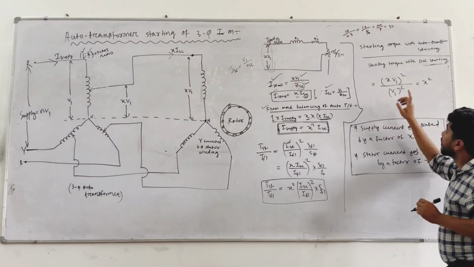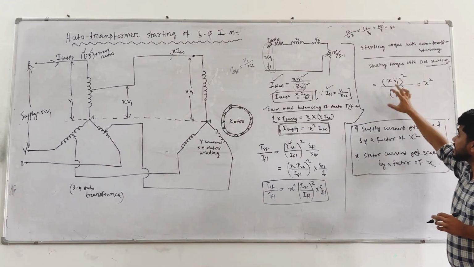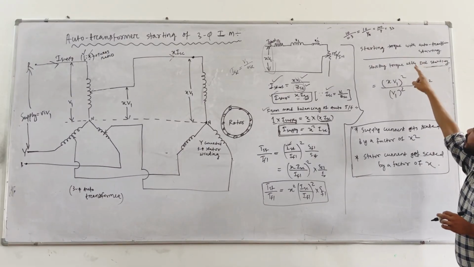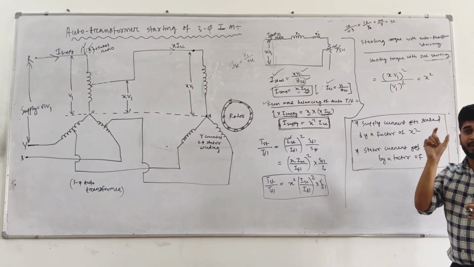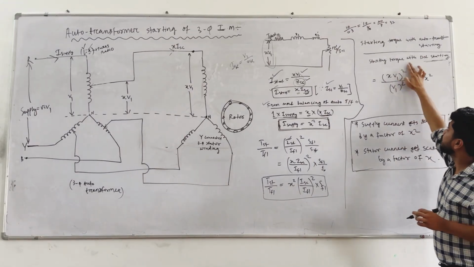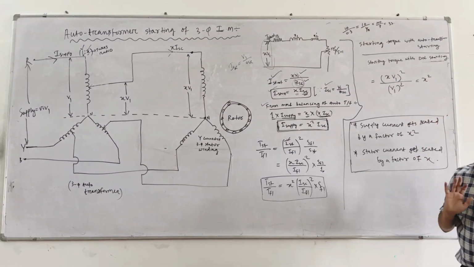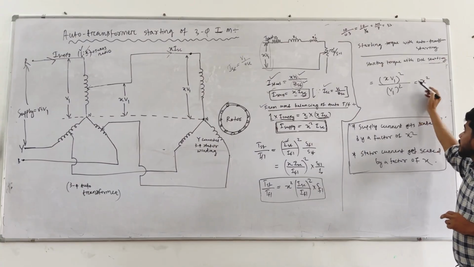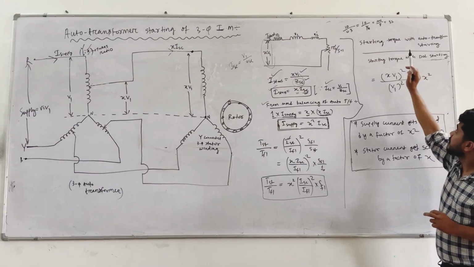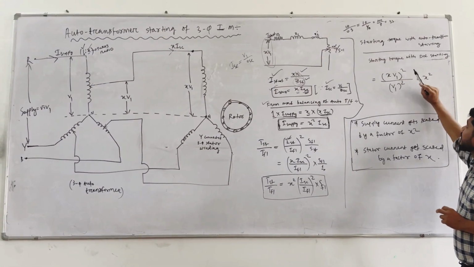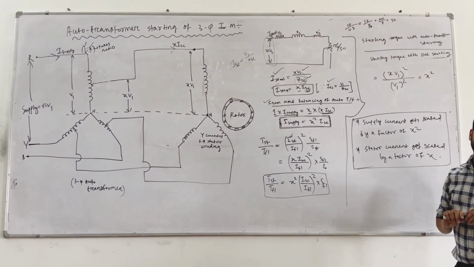So I can say that the starting torque is always proportional to the square of the applied voltage. So in that sense, I can write that the starting torque due to auto transformer starting is equal to XV1 whole square, the applied voltage whole square. And in case of DOL starting, the applied voltage is V1 whole square. So this relation also holds true. Here V1 square cancels out, only thing left is X square. So starting torque with auto transformer starting is equal to X square times starting torque with DOL starting. Everyone understood?